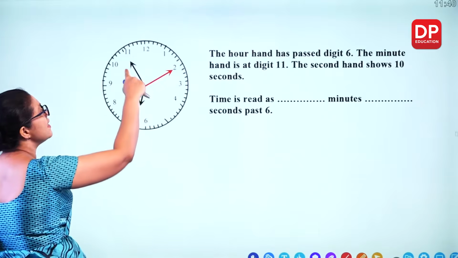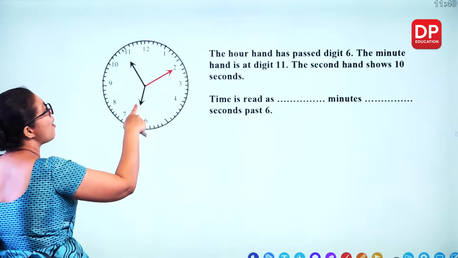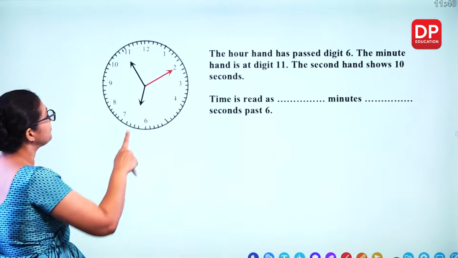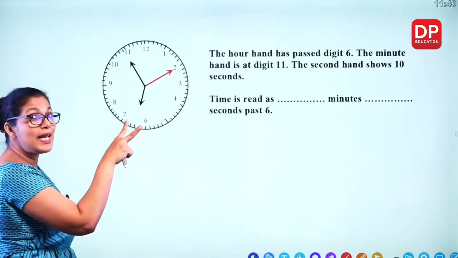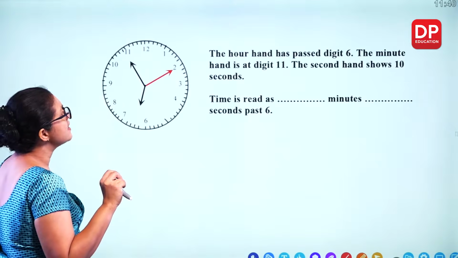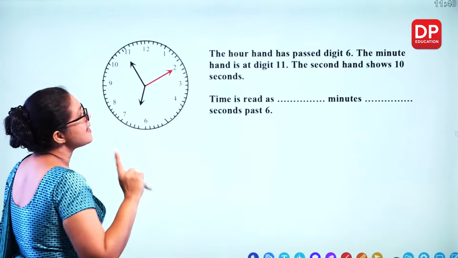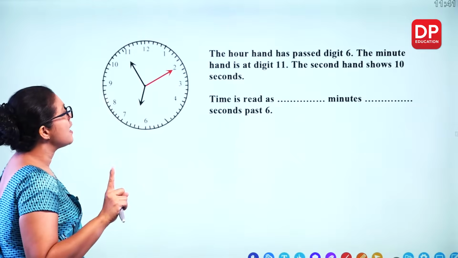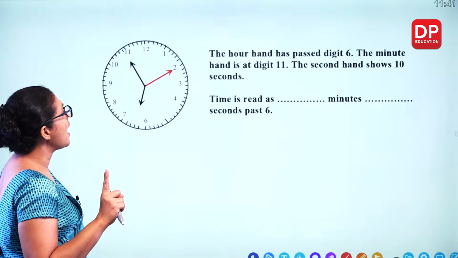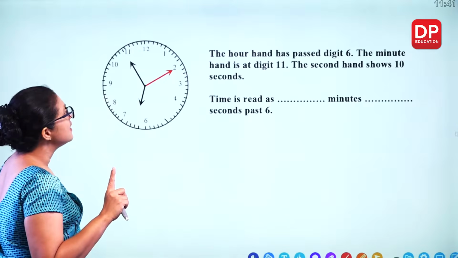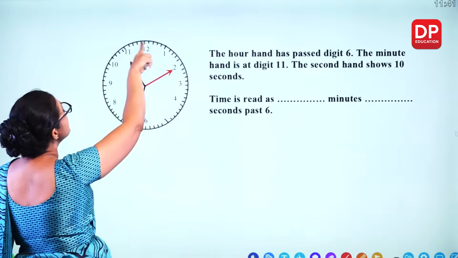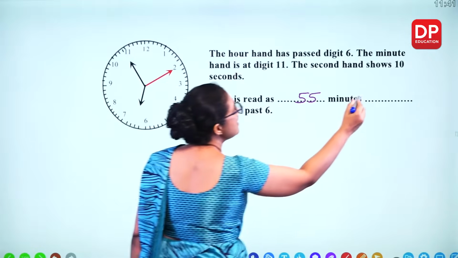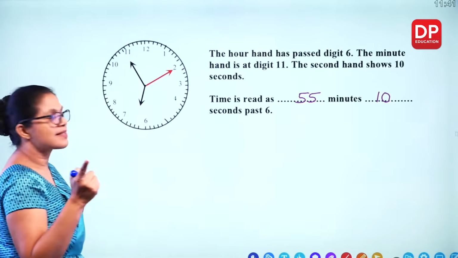Now you get 3 hands. So this is longer one minute hand, smaller one hour hand. The red color one is the seconds hand. The hour hand has passed digit 6 because this is in between 6 and 7. The minute hand is at digit 11. And the seconds hand shows 10 seconds, because there are 5 and 5, 10 lines are there. So 10 seconds. So how do you read this time? Time is read as how many minutes? This is 11 times 5, 55 minutes. And how many seconds? 10 seconds past 6.